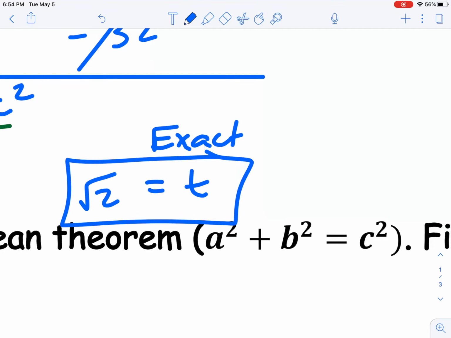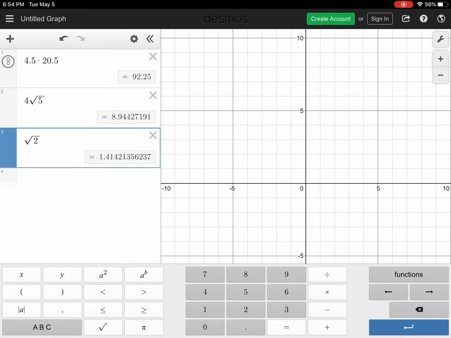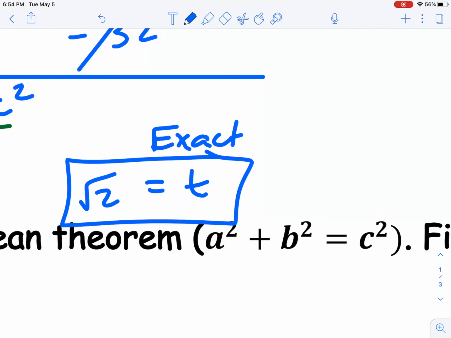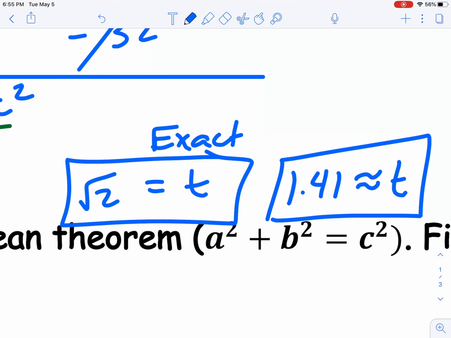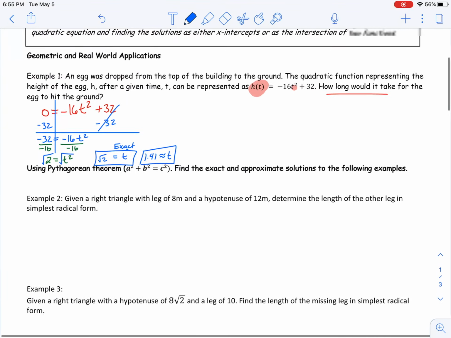And for our approximate, if you go to Desmos, you can pull it up. The approximate square root of 2 is 1.4142 and so on. It's actually an irrational number, it goes on forever. So we're just going to use 1.41 is approximately t as well. So in terms of seconds, it's about 1.41 seconds. Okay? All right, moving on.